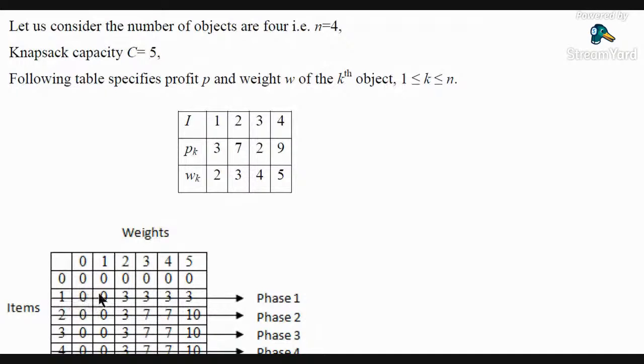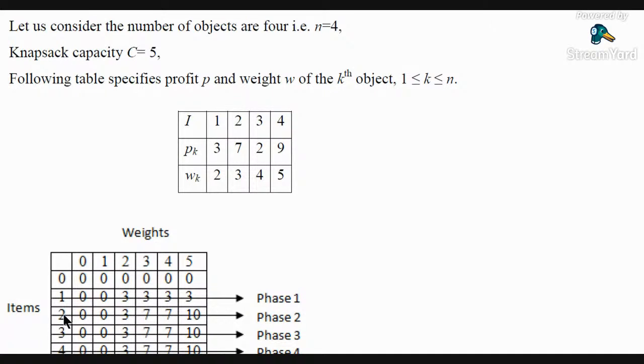If the first object is considered and the considered knapsack capacity is 1, what is the weight associated with the first object? The weight associated with the first object is 2. So if the considered knapsack capacity is 1 and the weight associated is 2, then we cannot include this. If we cannot include this, then the associated profit will be 0 only. Now see, in the second case, the considered knapsack capacity is 2, but only one object is considered. So here we can note that if a single object is considered and we are increasing the considered capacity, then we are not increasing the profit, because only a single object is considered.